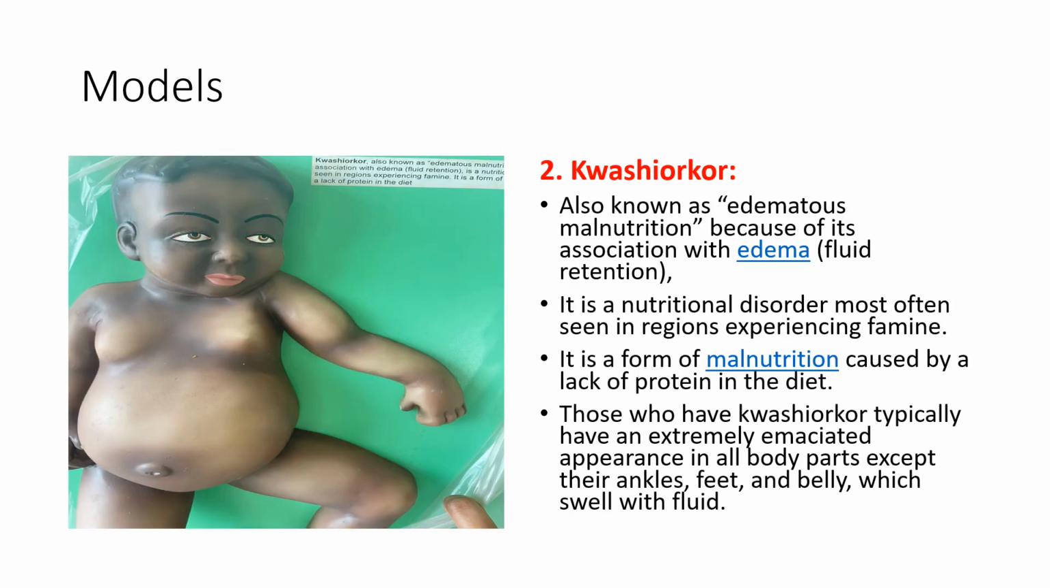Now, another model popularly given is that of kwashiorkor, which is also known as edematous malnutrition because of its association with edema. It's a nutritional disorder most often seen in regions experiencing famine. It is due to the lack of protein in the diet. They have an extremely emaciated appearance in all body parts, but a pot belly.